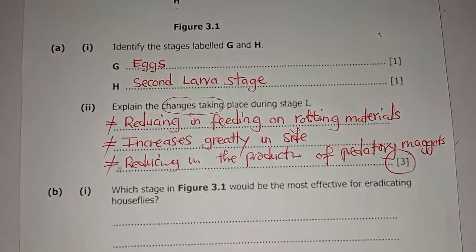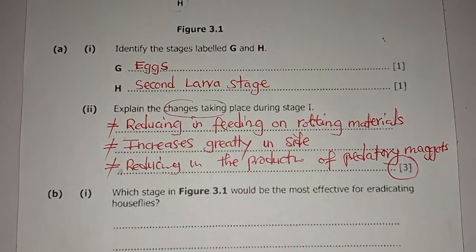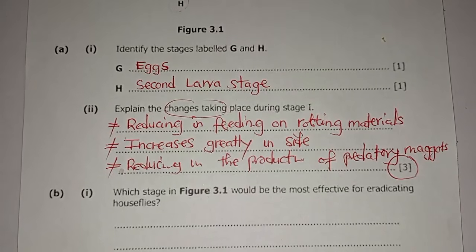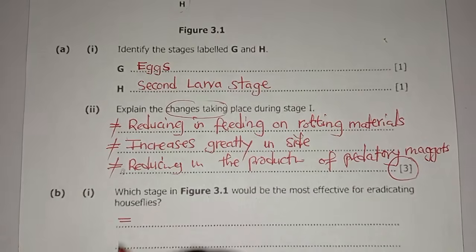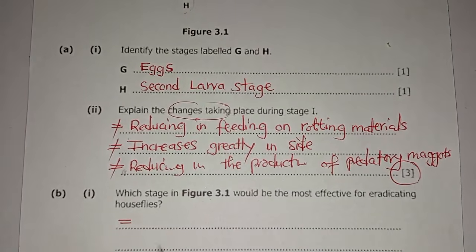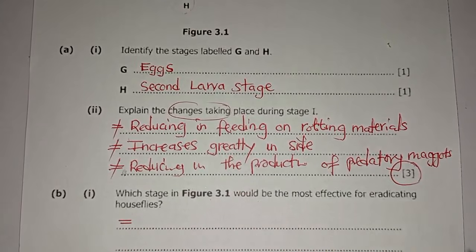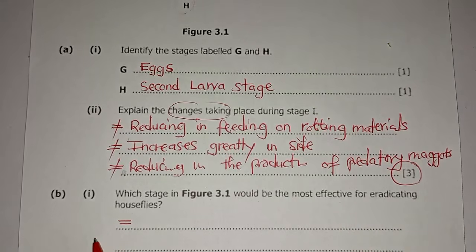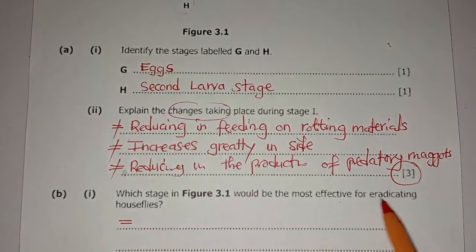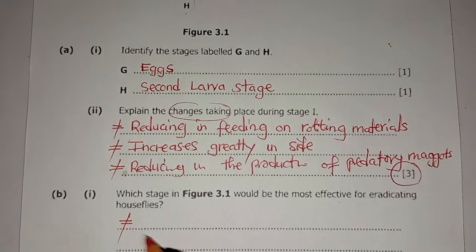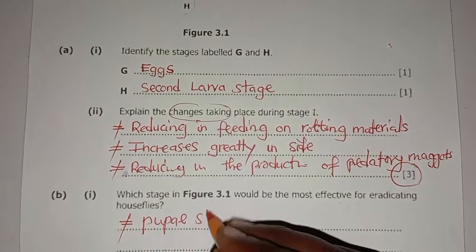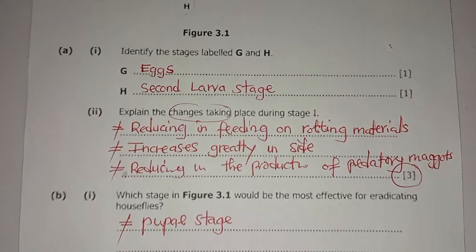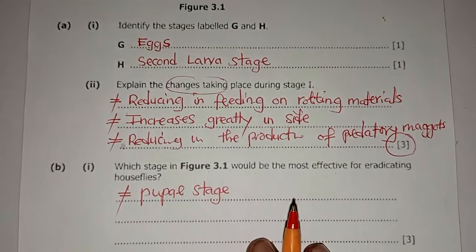You need to understand that it is the what? It is the pupa stage. So we get to look at the pupa stage. So I can put an answer there. So they're telling us to say which stage here would be the most effective for eradicating house flies. So it is what? I just say it is the pupa. This is how you write it, isn't it? I guess the spelling is correct. If the spelling is not correct, you can put a correct spelling here.